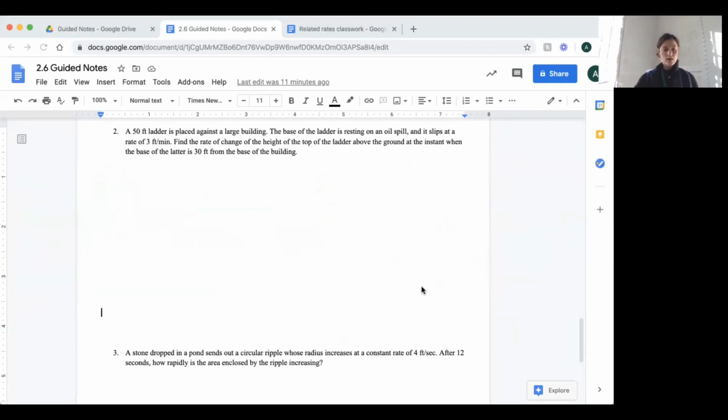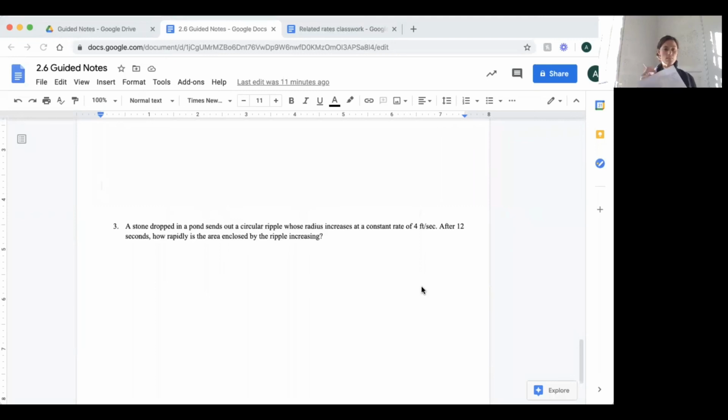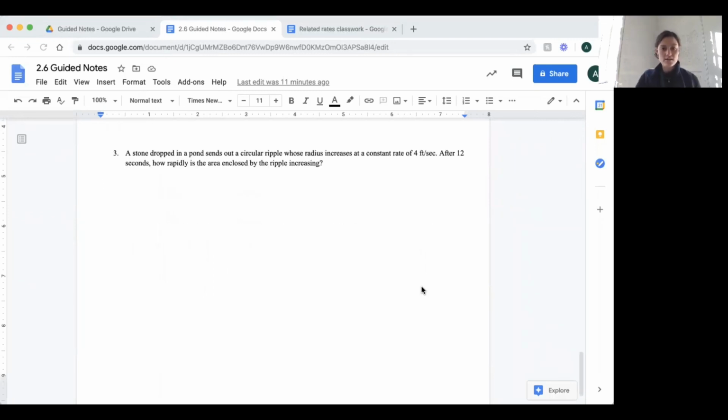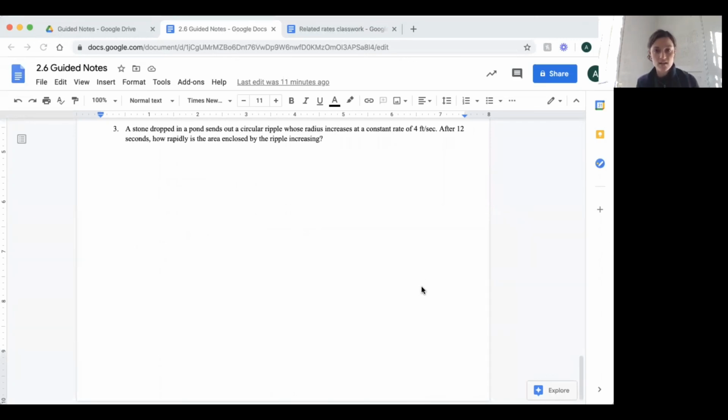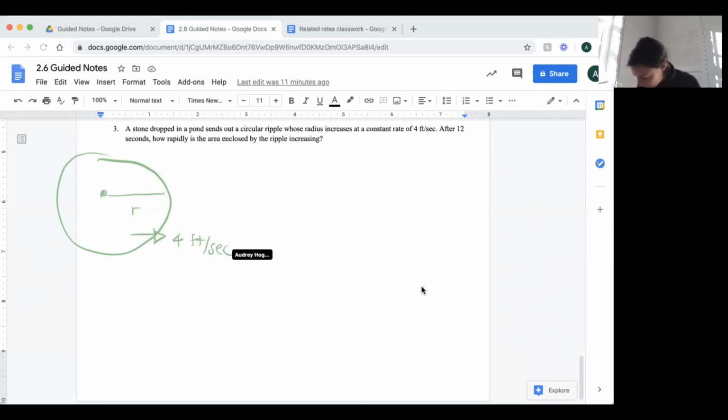All right. Number 3, a stone is dropped in a pond. A stone dropped in a pond sends out a circular ripple whose radius increases at a constant rate of 4 feet per second. After 12 seconds, how rapidly is the area enclosed by the ripple increasing? So we have a stone dropped in a pond and it's causing a ripple. This is going to be r, the radius, and it's going out at 4 feet per second. That's kind of a rough picture, but as long as it makes sense to you, that's what matters.